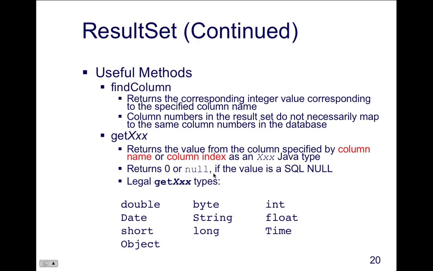It returns 0 or null if the value is an SQL null, because we do have nulls in SQL. We just don't have them in JDBC. So if we get a null coming back from the result set, we can use it. It's not out of the question. And we can get types of double, date, short, object, byte, string. So we can get the type.